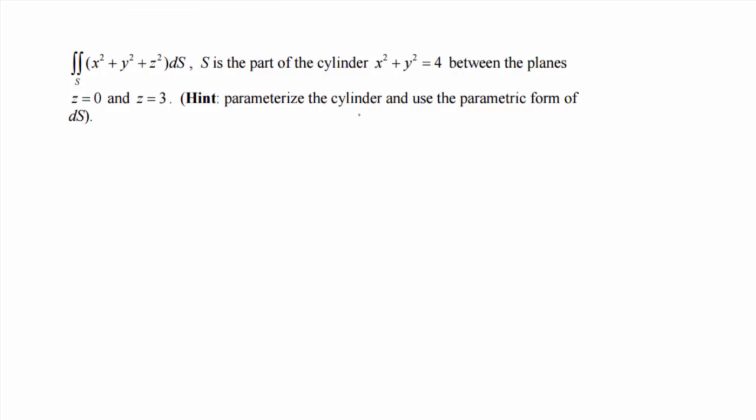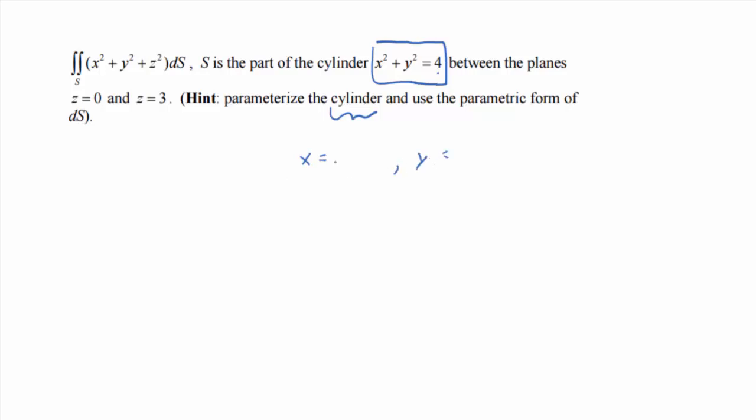So if you want to parameterize this cylinder, you use basically the same trick you learned in your last class as to how to parameterize a circle and then put in a third component for your vector valued function. Parametric equation wise, it's a circle of radius 2 in the xy plane. How would you parameterize that? What would x equal? What would y equal?